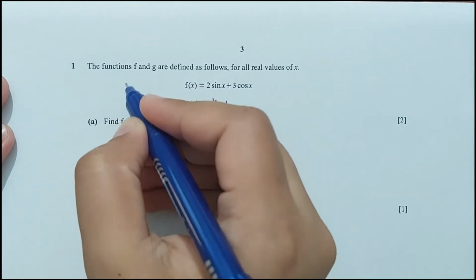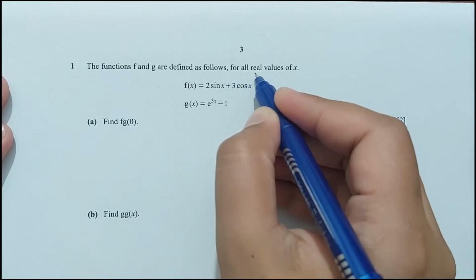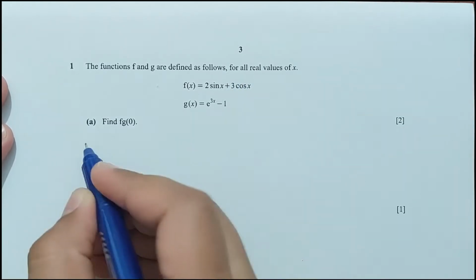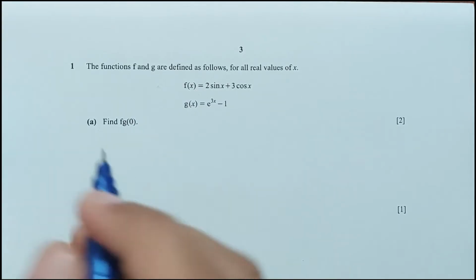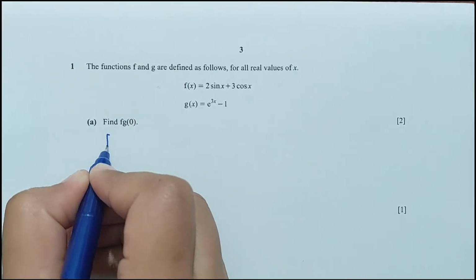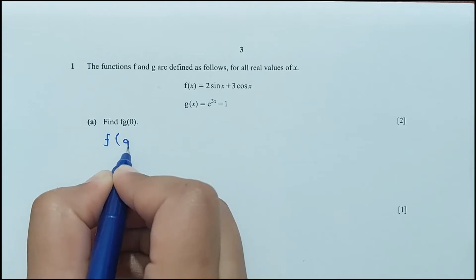Question number 1, the functions f and g are defined as follows for all real values of x. Part A, find f composition g of 0. So first we have to find what is f of g of 0.